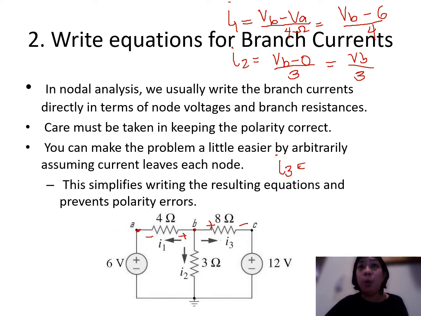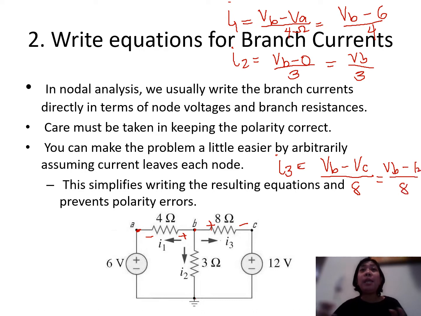So I3, or the 8 ohm resistance here, is connected at your node B and your node C. Okay, wherein VB is positive with respect to node C. So therefore, we can write here VB minus VC divided by the branch resistance, which is equivalent to 8. However, previously, we said that VC is equal to 12 volts. So we can write here VB minus 12 divided by 8. So this is now our 3 branch current equations. Okay, so that is how you write your branch current equations.